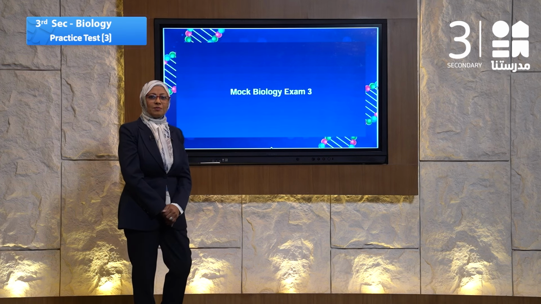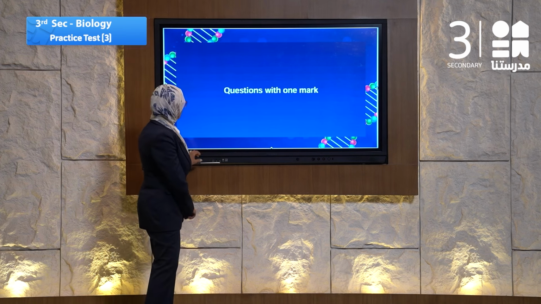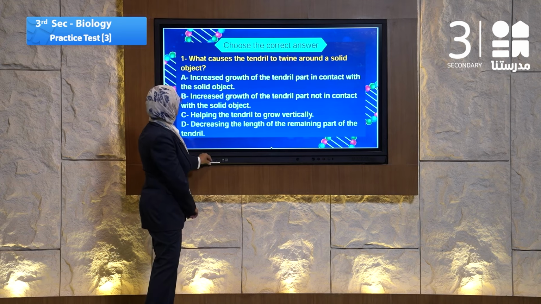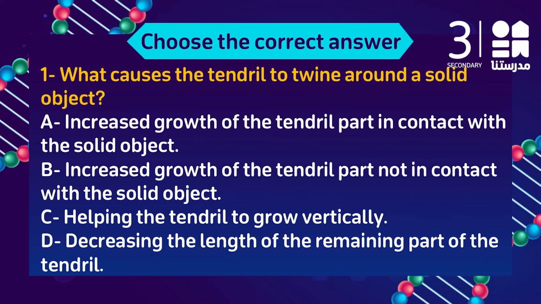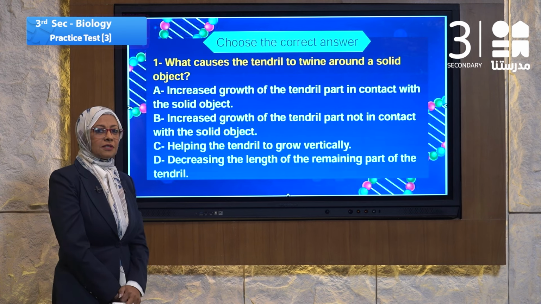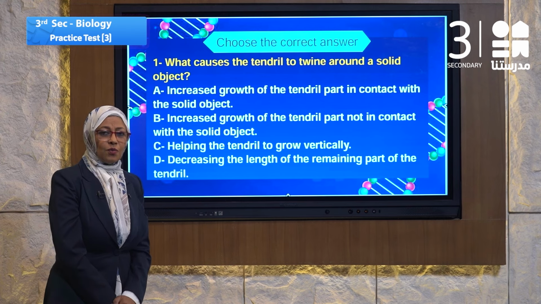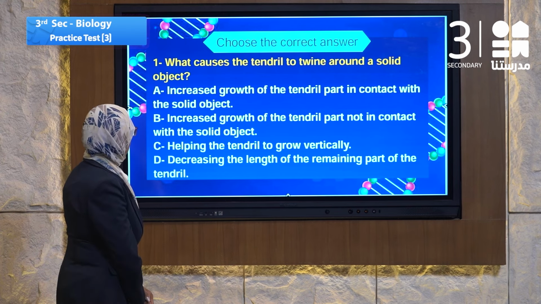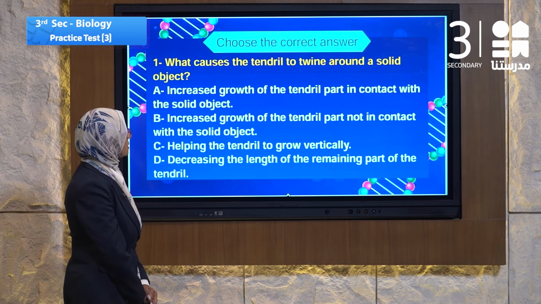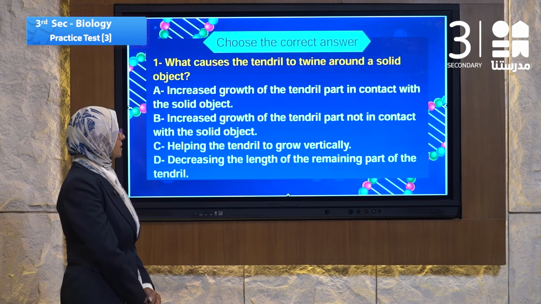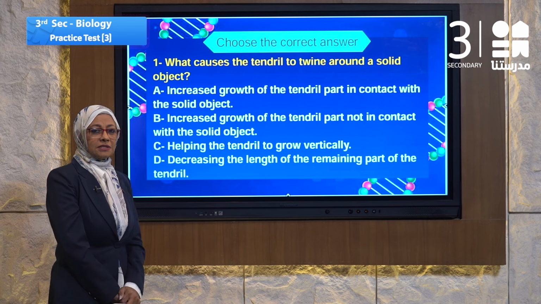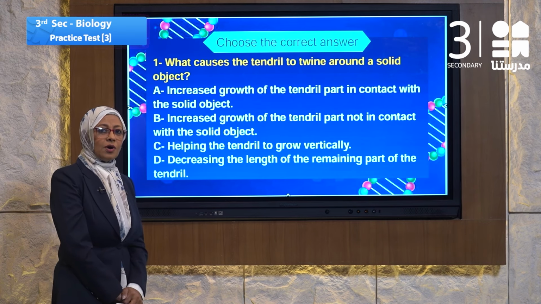Let's go to question number 1. Question number 1 speaks about what caused the tendril to twine around the solid object. Here we speak about the tendrils. Let's read the choices first and then decide the answer. Number A, increased growth of tendril parts in contact with a solid object. The tendril parts coil on a solid object to grow fast and grow up.